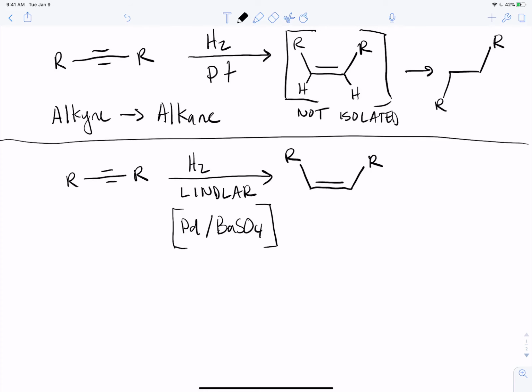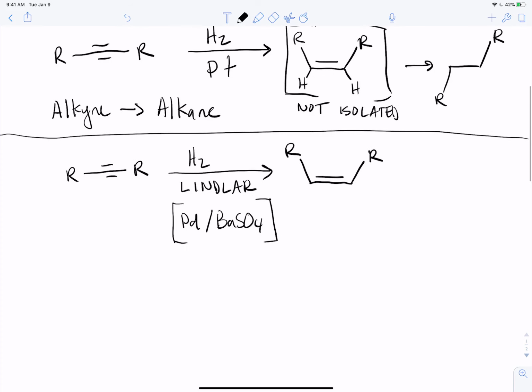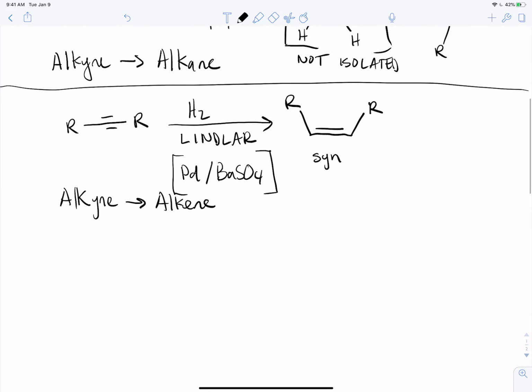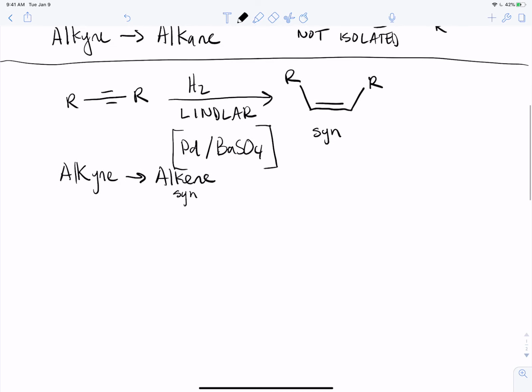You'll notice, just like with the addition of hydrogen gas to an alkene, it goes syn. This is also going to be syn. So we end up with the cis alkene, there's syn addition here, if we're talking about the stereochemistry. So here, we're going from alkyne to alkene. And then you might want to indicate, if you're making flashcards or trying to remember this, that this addition goes syn, or it forms the cis alkene, something along those lines.